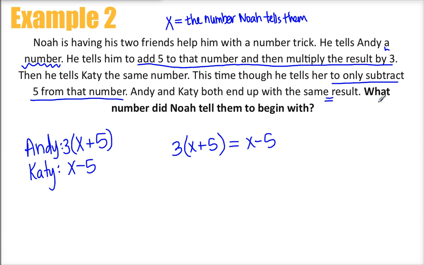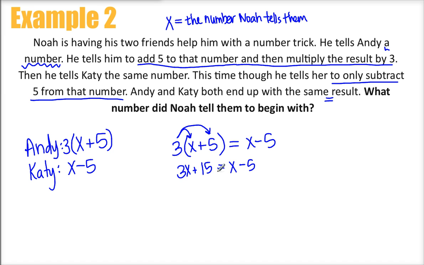Okay. And the question says, what number did Noah tell them to begin with? So we want to know what this x value is. So we have our equation. We need to solve it to know what x is. Okay, the first thing I see when I'm solving is I see these parentheses. They've got to go. So I use the distribution property to get rid of them and to simplify. So 3 gets multiplied by everything inside the parentheses. So 3 times x, 3x, 3 times a positive 5 is positive 15. Okay, then I still have x minus 5 on this side.